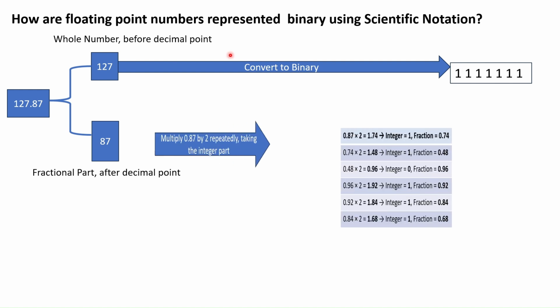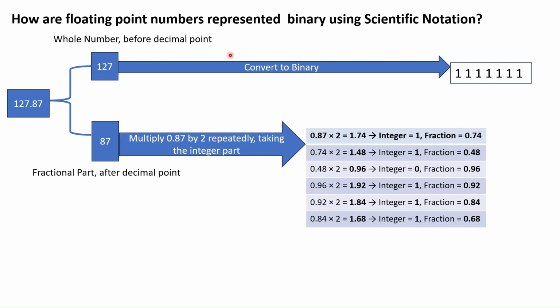So again, the fractional part you have to convert into binary. It is done by multiplying the fractional part by 2 repeatedly, and we will take the integer part. Like first we will multiply 0.87 by 2. It comes to 1.74. So we will take the integer part, which is 1, and the fractional part is 0.74.